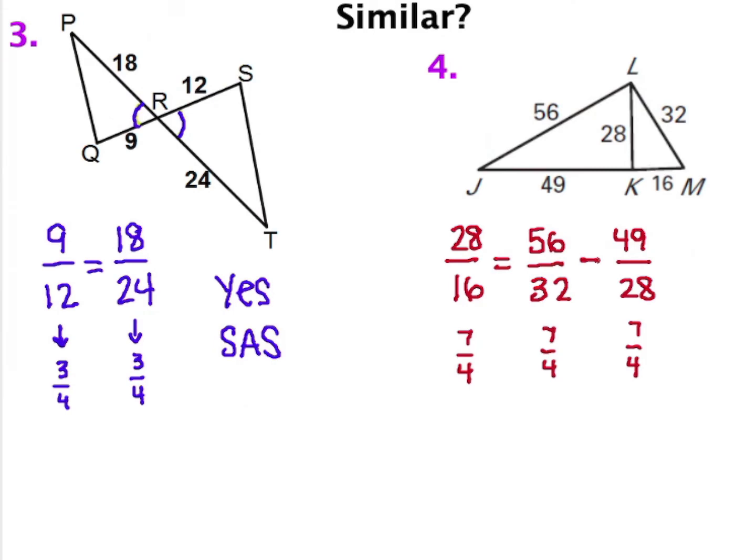They're proportional. We have three sets of corresponding sides that are proportional, and that's enough. I don't need to check the angles anymore because I've got a little something called the side side side similarity theorem.